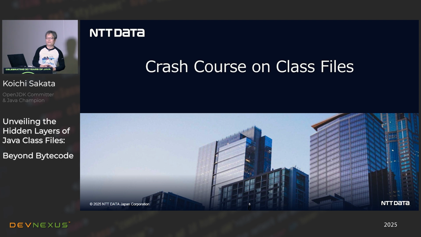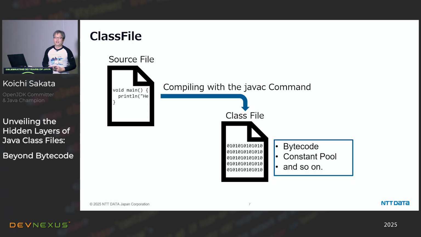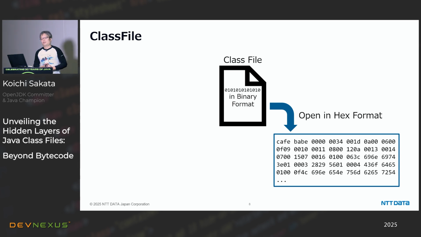First, let me explain about class files. A class file is created when you compile a Java program with the javac command. It contains necessary information for execution, for example, bytecode and the constant pool. Class files are not text files, but binary files. Here is how they look when opened with a binary editor.